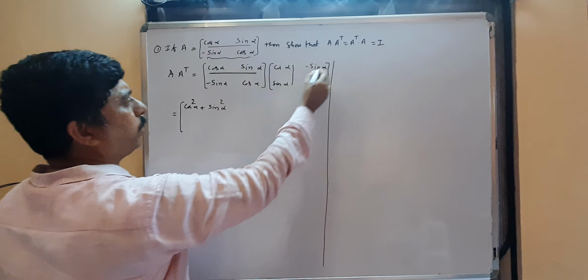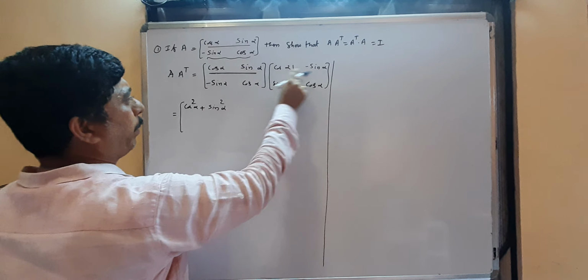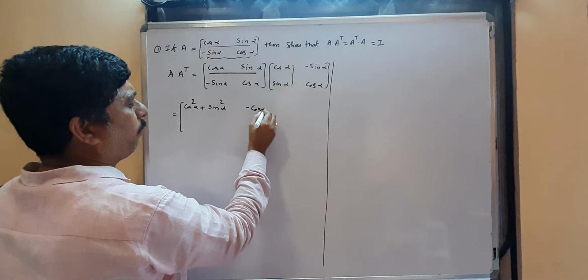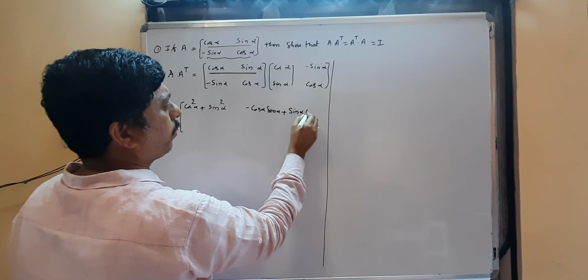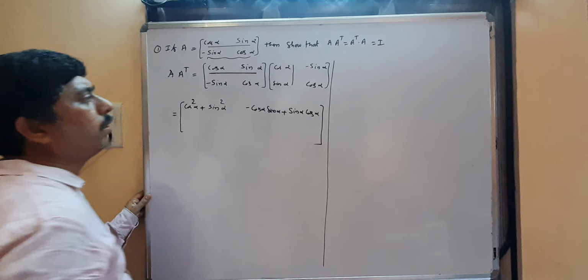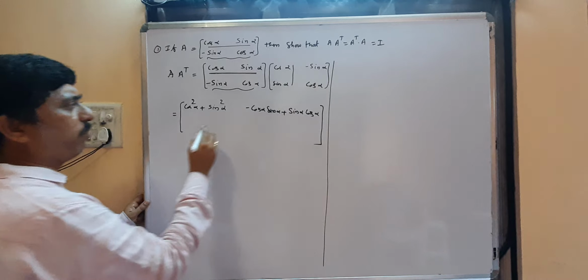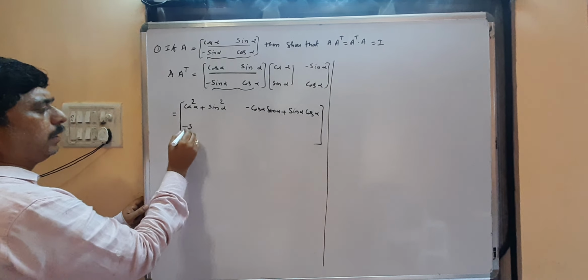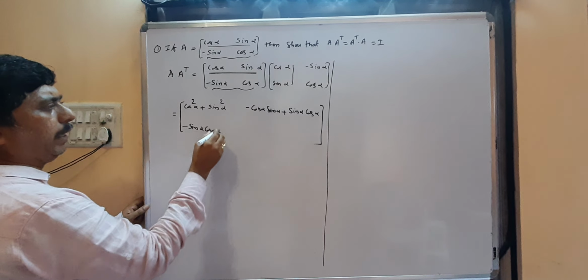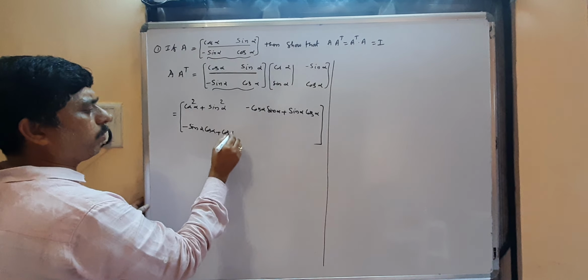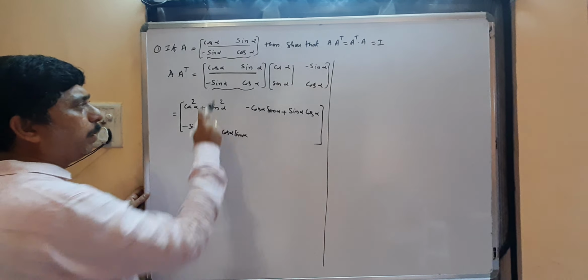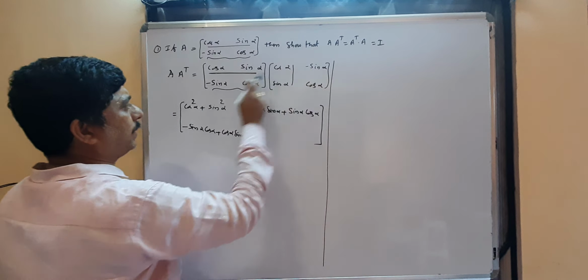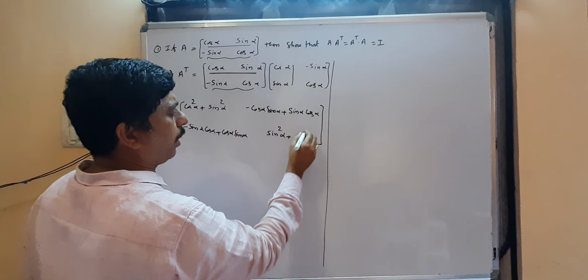Next, first row into second column: first row second element, plus into minus, cos alpha into sin alpha, plus sin alpha into cos alpha. Second row into first column: second row first element, plus into minus, sin alpha cos alpha, plus cos alpha sin alpha. Next, second row into second column: minus into minus, plus sin alpha into sin alpha, sin square alpha, plus cos alpha into cos alpha, cos square alpha.